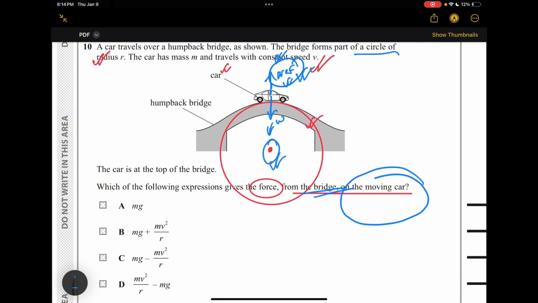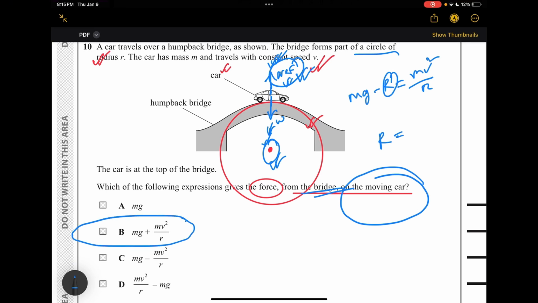There are two forces. We know centripetal force is the resultant force of the forces that are acting towards the circle. The centripetal force is the resultant of these two forces which are acting towards the center of the circle. We can say mg minus R is equal to our centripetal force, which can be written as mv squared by r. They have asked us to figure out the R, so our R will be mv squared plus mg. So our correct answer will be B. We are done with it.